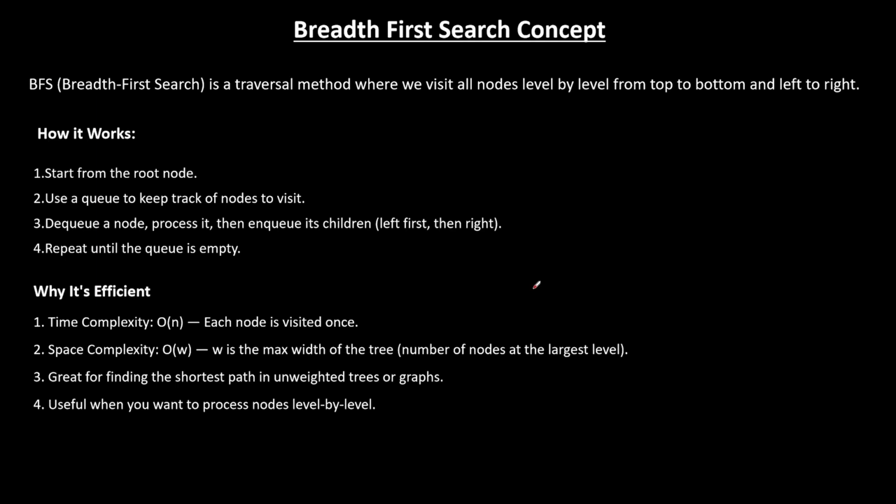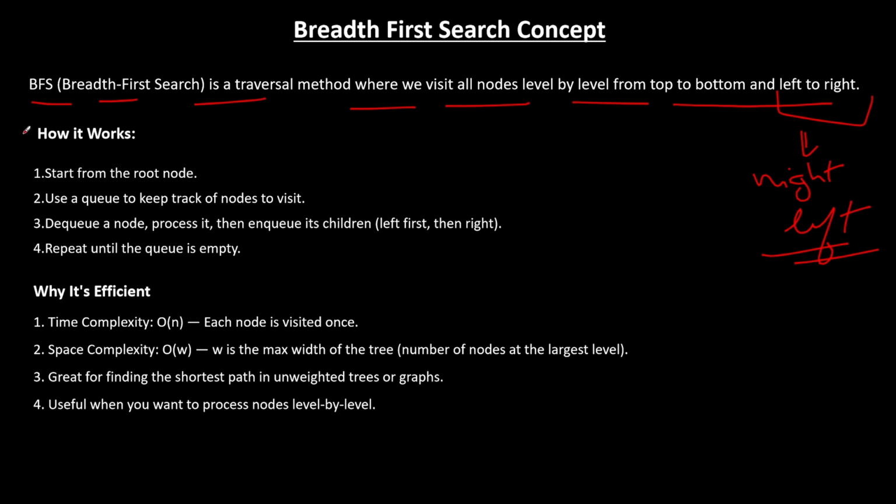Before going to the further slides, let's understand what breadth first search is. If you already know what BFS is, you can skip this part. Otherwise, please pay attention here. BFS stands for breadth first search. It is a traversal method where we visit all nodes level by level, from top to bottom and left to right. This is left to right in the general case, or you could go from right to left as per the requirement of the question. That's the thing. Now, how does it work? Important thing.